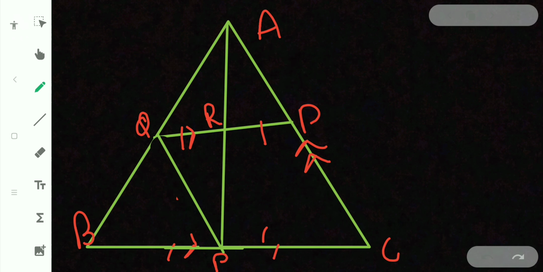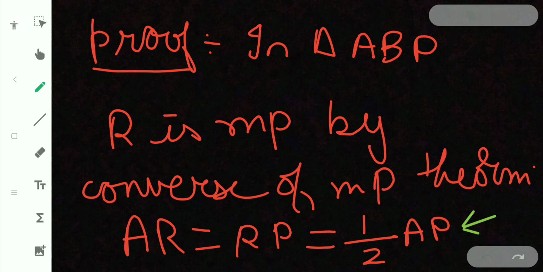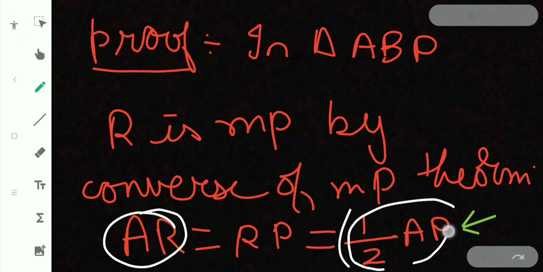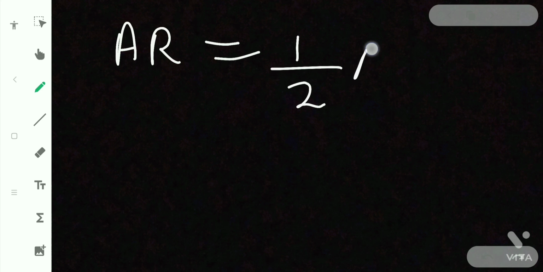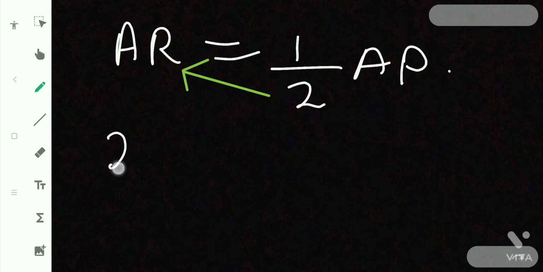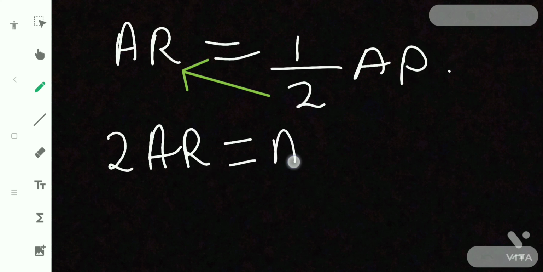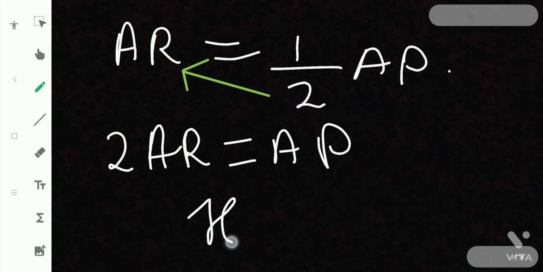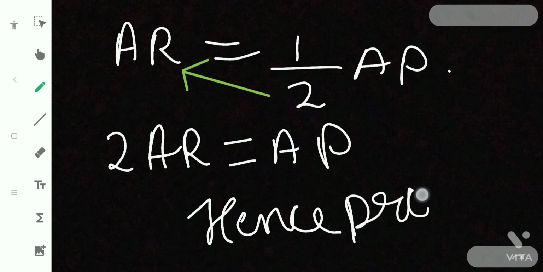Now we have to prove AP is equal to 2AR. Now just consider this one, AR and half AP. AR is equal to half of AP. So on transposing 2 onto the LHS, we get 2 multiplied with AR is equal to AP, and that is what we have to prove. So hence proved. We have proved it here.